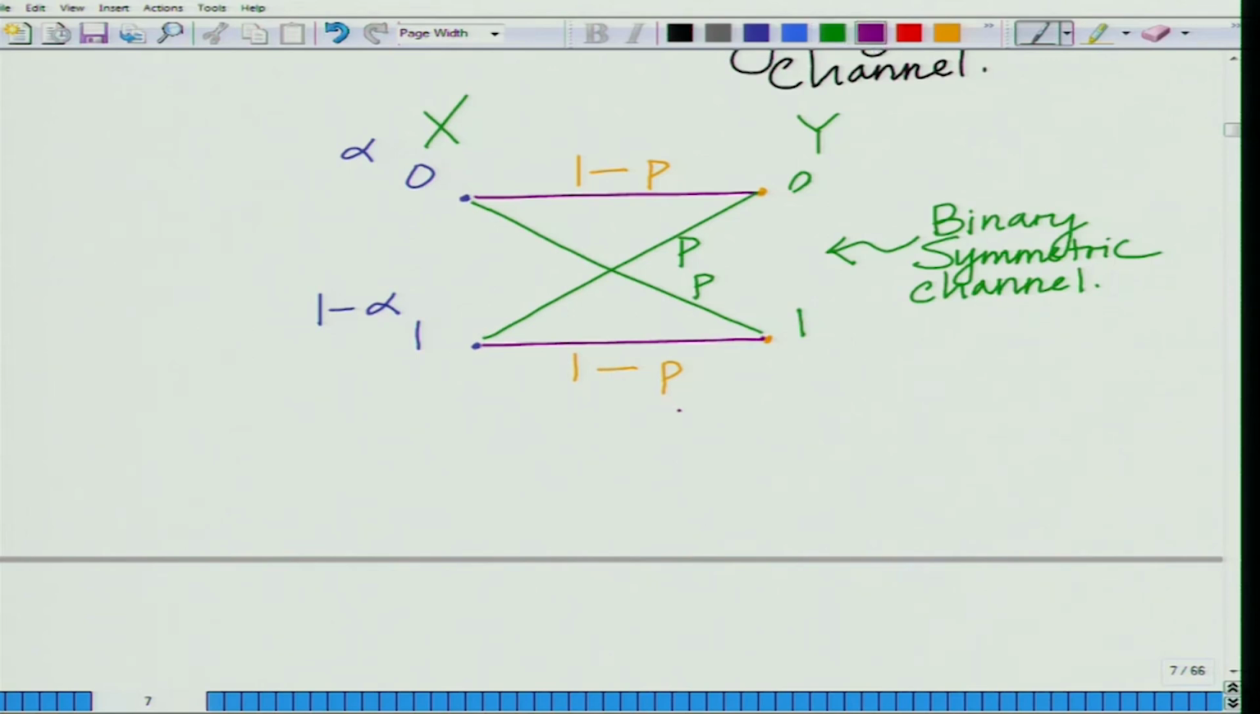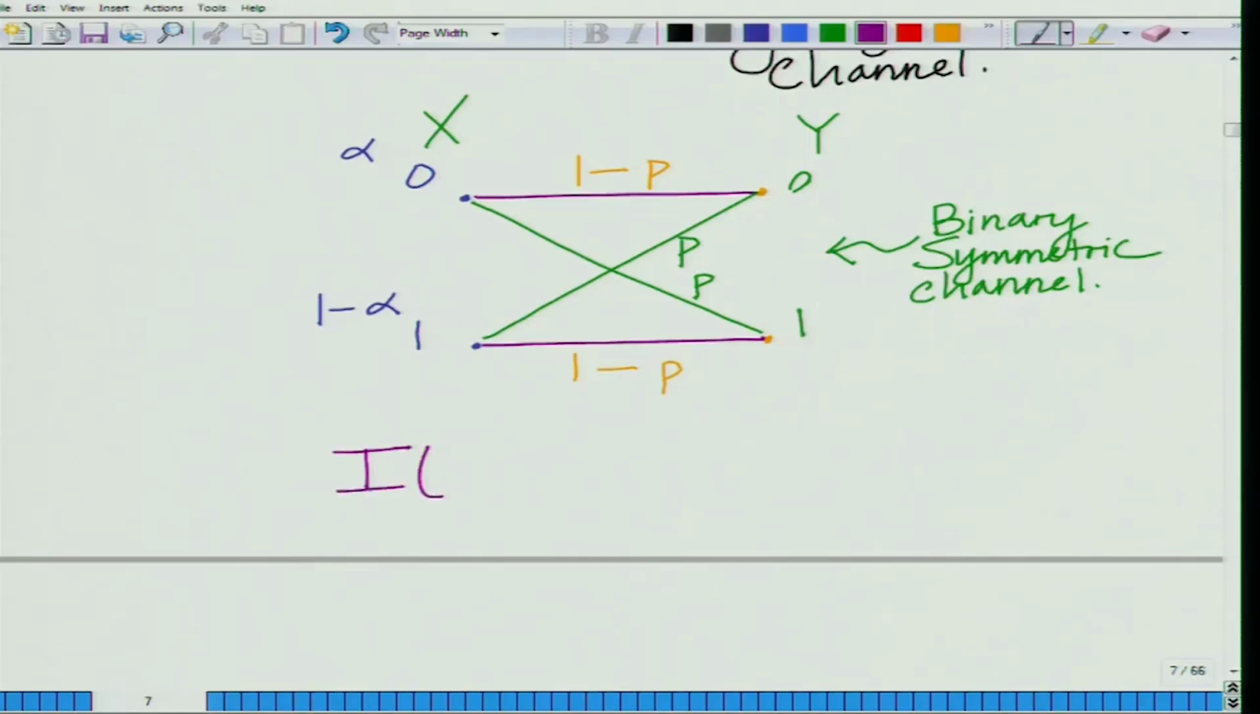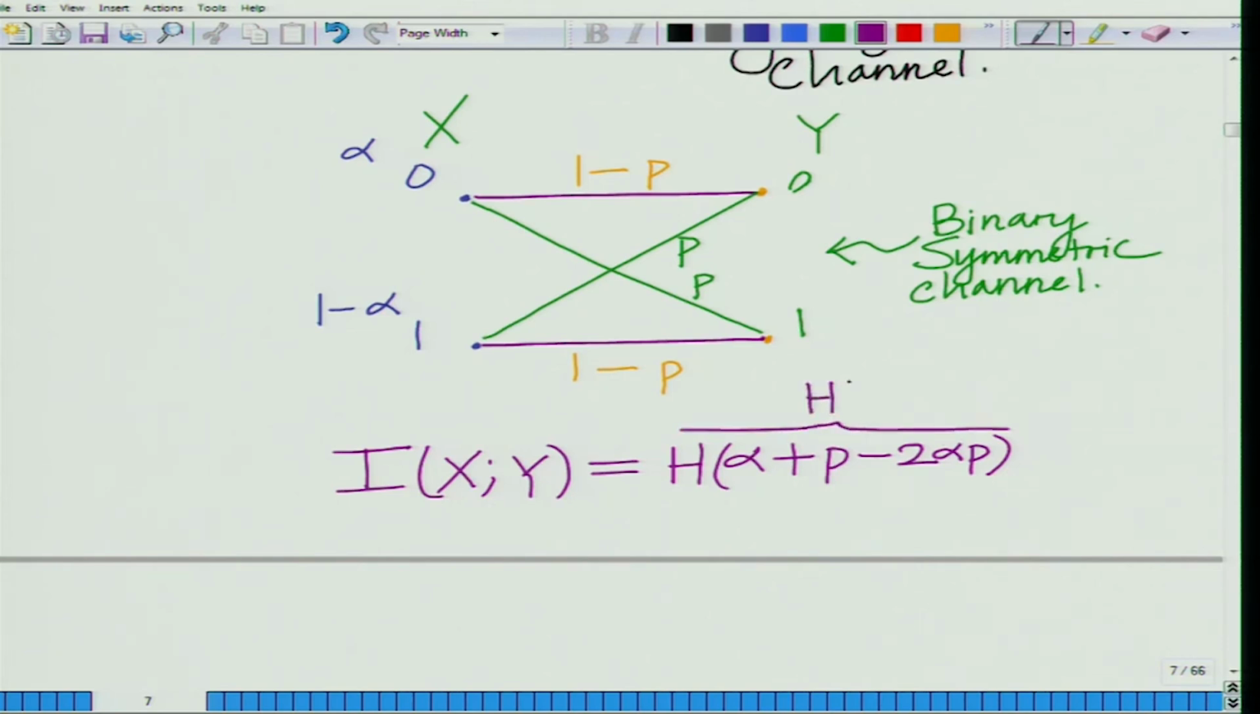And we have seen the mutual information, right. In the previous module we calculated the mutual information between the input and output of this channel, for the given flip probability p and the input probabilities alpha and 1 minus alpha. And we have seen that the mutual information equals h of alpha plus p minus 2 alpha p, minus h of p. Remember, this is your h of y minus h of y given x.